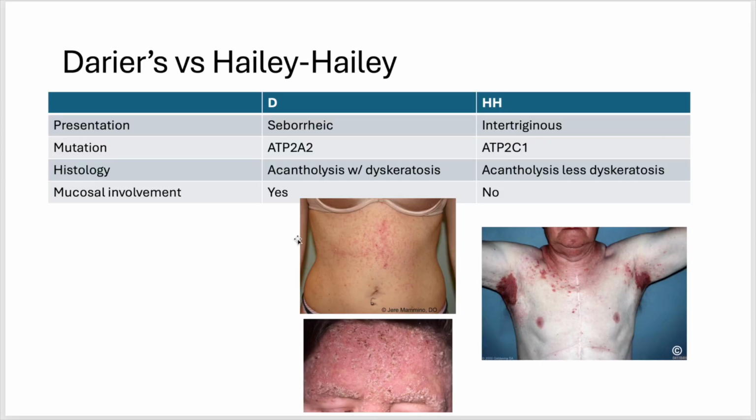And here is a side-by-side comparison. Darier's disease is in seborrheic areas, Hailey-Hailey in intertriginous areas. Mutation 2A2, HH 2C1. Acantholysis with dyskeratosis in Darier's and acantholysis with less dyskeratosis in HH. And is there mucosal involvement? Darier's has, HH does not.